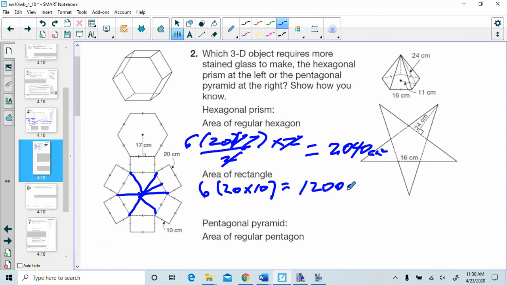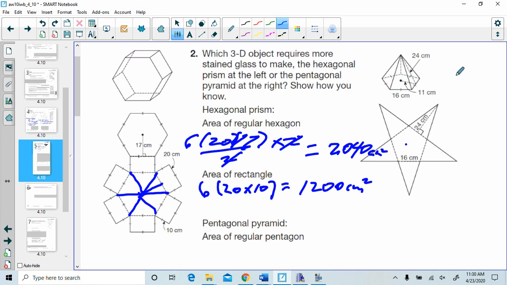And again, centimeters squared. So then when we go down to the next part, we're going to find the area of the pentagonal pyramid. So we'll do something very similar. We'll put a dot in the middle, and we'll create 5 triangles. In this case, the base of each triangle will be 16, and the height of them, you have to look up here for that, is 11.